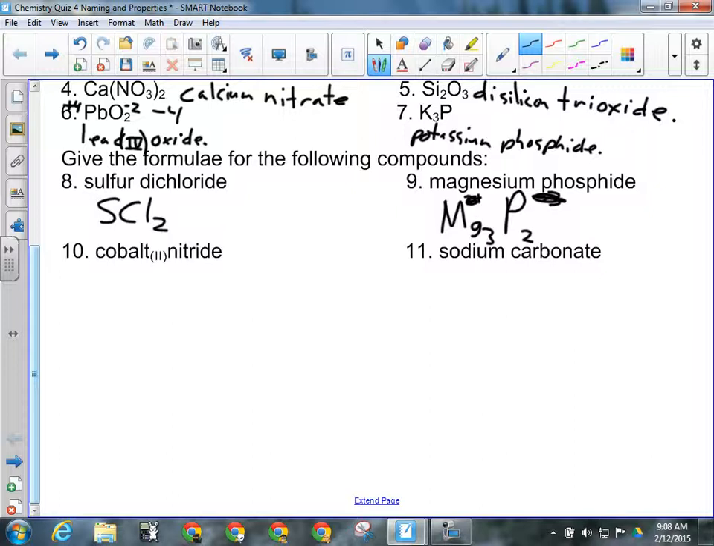Okay, for number 10, we've got cobalt(II) nitride. So cobalt is Co, and the Roman numeral tells me to use cobalt's 2+ charge when I drop and swap. Nitride is N, which is -3. So drop and swap. 3 goes down and comes over. 2 goes down and comes over. And we're done. Co3N2.